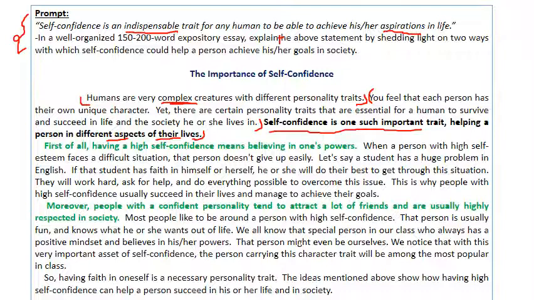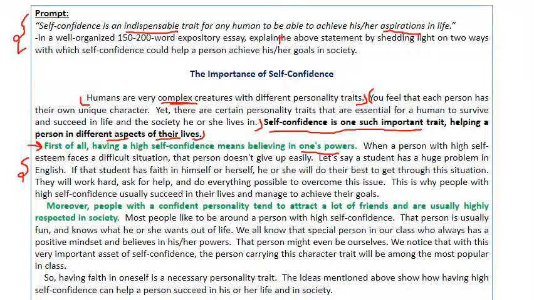Now, the first body paragraph, the first way with which self-confidence will help me. First of all, having a high self-confidence means believing in one's powers. When you do that, what happens? You achieve more. When a person with high self-esteem or self-image faces a difficult situation, that person doesn't give up easily. Let's say a student has a huge problem in English.